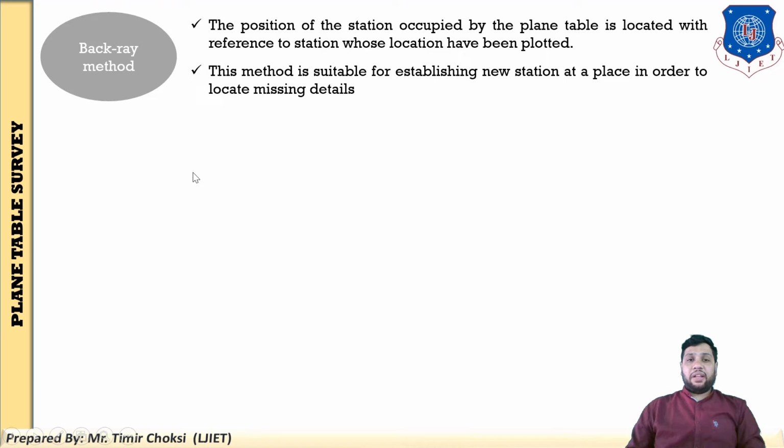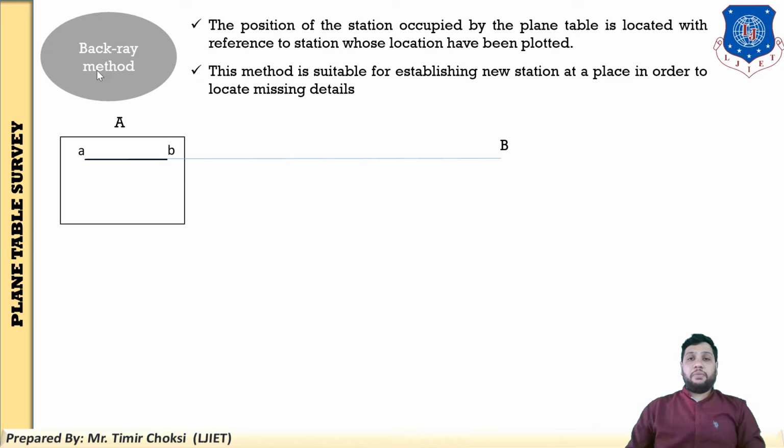Our main goal is finding the new station, the C station. So how to determine the C station? First, A and B stations are already plotted on a drawing sheet like this. But using the back-ray method, you set up the plane table at any two stations, because you are doing backsighting. So not only one station: you set up the plane table at two stations. So clearly you are doing the backsighting method. A and B are already plotted. Here you do not draw A and B again, you just do an accuracy check.